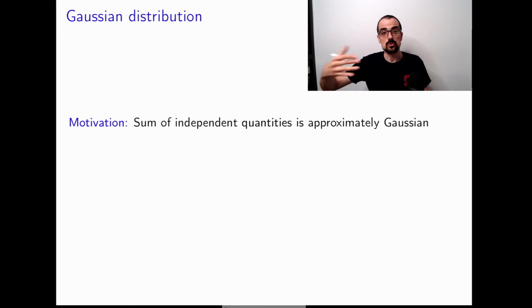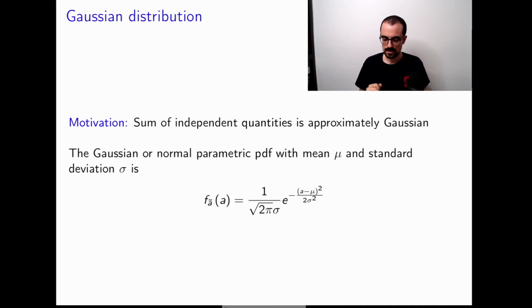Okay, so now let's move on to the other famous distribution that we're going to cover today, which is the Gaussian distribution. The motivation to use the Gaussian distribution is that when we have a sum of independent quantities, this is often approximately Gaussian. We're going to talk a lot more about this later on. This follows from the central limit theorem. For now, I'm just going to show you what the parametric PDF of the Gaussian looks like.